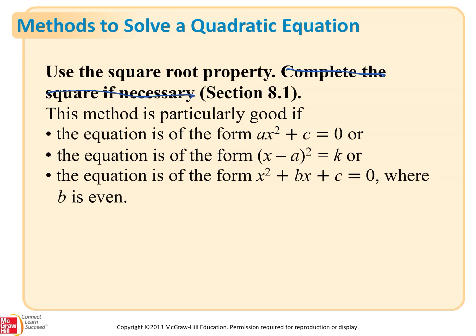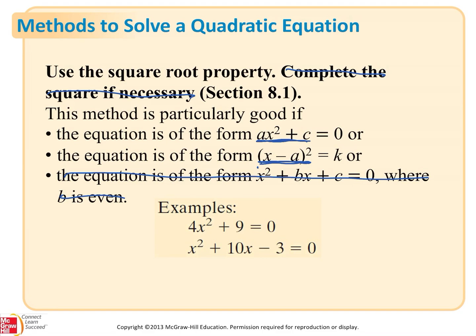It's really good if you have something in this form where you can quickly just subtract the c over, divide by a, and then take the square root. And if it's in this form, you can do the same thing. You can take the square root, a plus or minus, right? And then add the a over. This is the one we're not going to do because that would be completing the square.